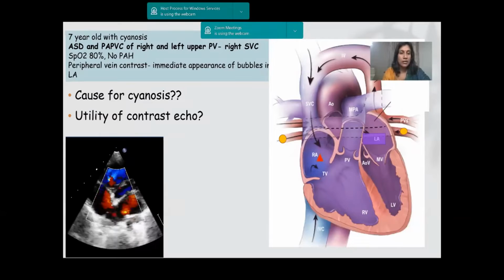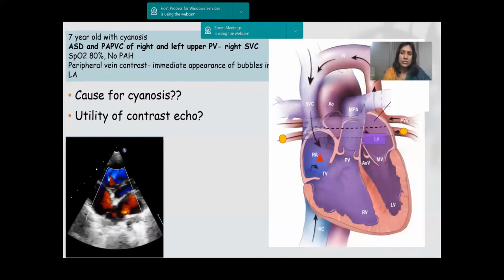A peripheral vein saline contrast echocardiogram was done, which showed immediate appearance of bubbles in the left atrium because of the atrial septal defect. What then was the cause of cyanosis, and how do you utilize contrast echo in this situation? Peripheral contrast echo is useless, as we have already seen, because bubbles will immediately appear in the left atrium. So we decided we'd do a cardiac cath to selectively inject saline contrast into the pulmonary arteries, because we had a strong suspicion of pulmonary arteriovenous malformations.